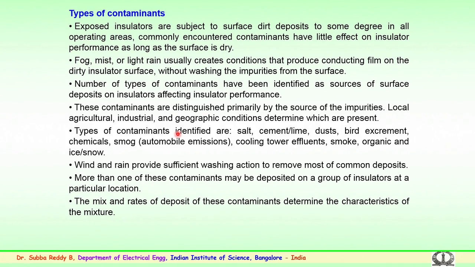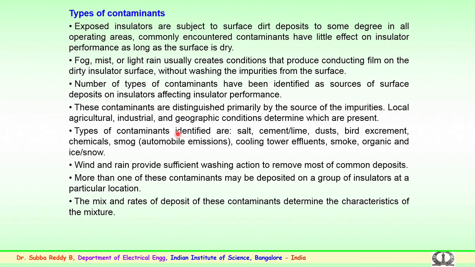Once there is fog, mist or light rain, this usually creates conditions that produce a conducting film on the dirty insulator surface, without washing the impurities from the surface. A number of types of contaminants have been identified as sources of surface deposits on insulators that will affect insulator performance during fog, mist or light rain conditions.